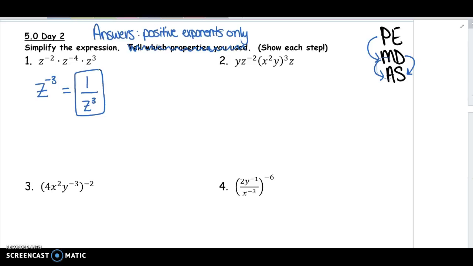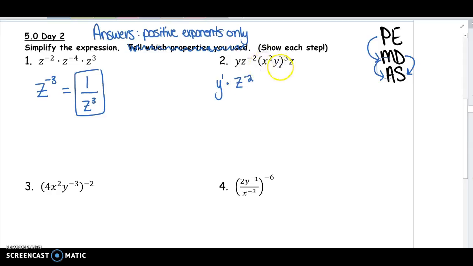Okay, number 2 looks complicated mainly because it's all kind of smushed together and harder to see. So I'm going to write this out a little bit more spread out. We've got y. How many factors of y is that right now that I just wrote? 1. So if you don't see an exponent on something, go ahead and put an exponent of 1 on it. That will help you, especially if you struggle with this at all. Then we have z to the -2.